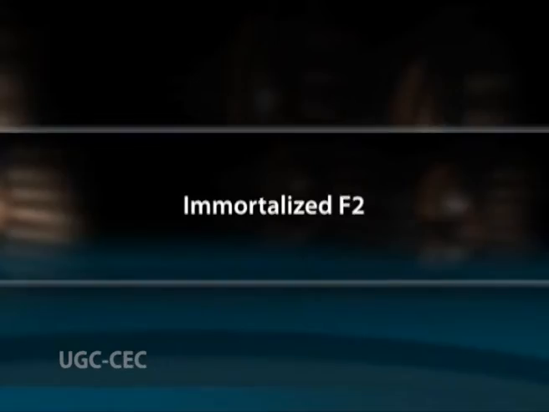Furthermore, the use of these CSSLs has enabled the accurate identification of QTL that govern complex agronomic traits as well as allowed the detection of the interaction between QTL and multi-environments. The next is immortalized F2.